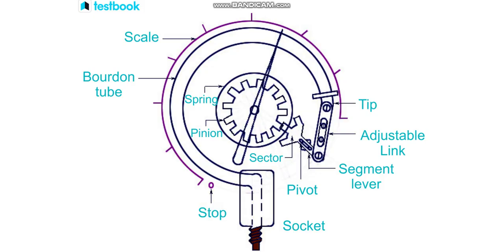So we have the C-shaped Bourdon tube. We have two different ends: one end is the fixed end, the other end is the free end. At the fixed end we give the input unknown pressure. At the free end we get the displacement. The mechanical linkage will transfer the displacement from the free end to the spring. The spring is used to amplify the small amount of displacement into a large amount of displacement. That displacement is given to the pointer and scale arrangement. So the pointer will indicate the corresponding pressure.